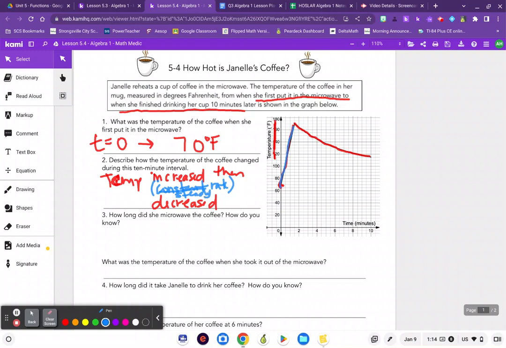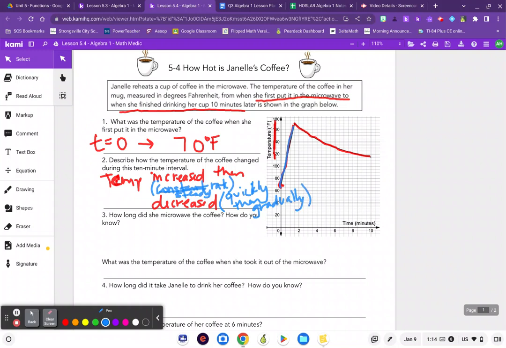And then I decrease, but this decrease is not consistent, right? Decrease. So it looks like I decreased quickly, then gradually. It looks like a pretty steep decrease, and then it kind of levels off.